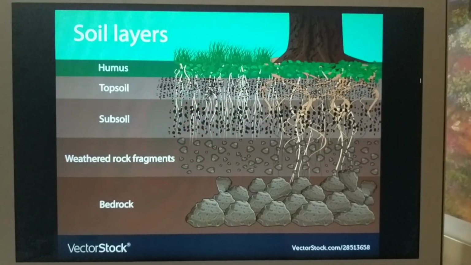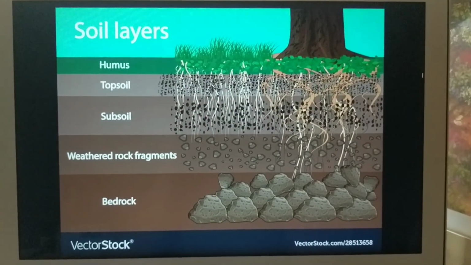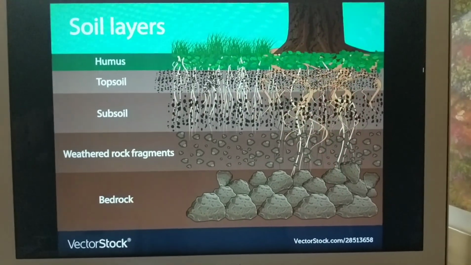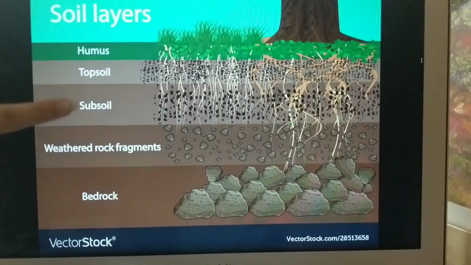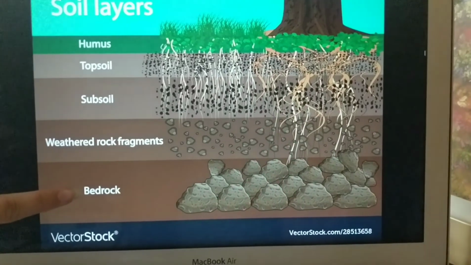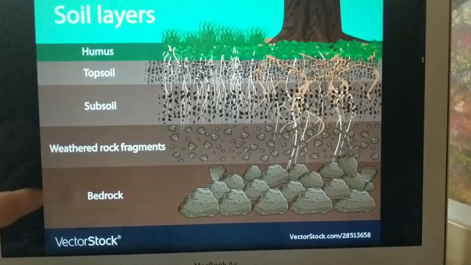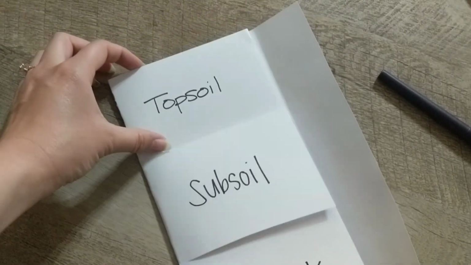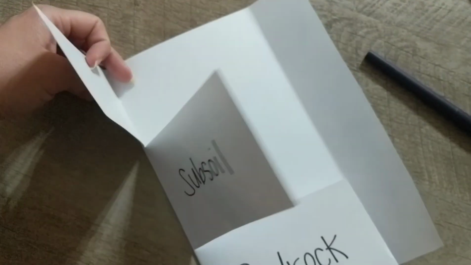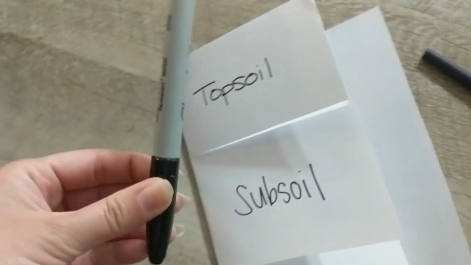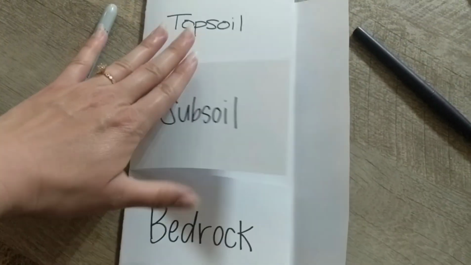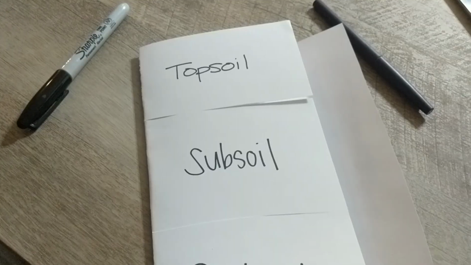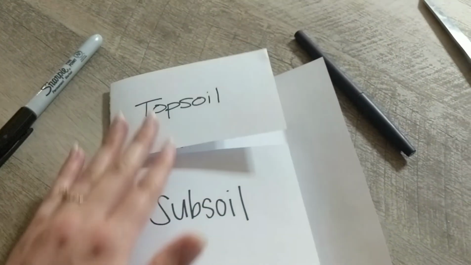Here's a picture of all the soil layers. Remember, we're just focusing on 3. We're going to be focusing on topsoil, subsoil, and the bedrock. So we're going to put that on our chart. Okay, I wrote those 3 down, each on their own little flap. And I wrote this in a Sharpie just so it stands out a little bit more, our little titles. Now we need to write about each of these layers.